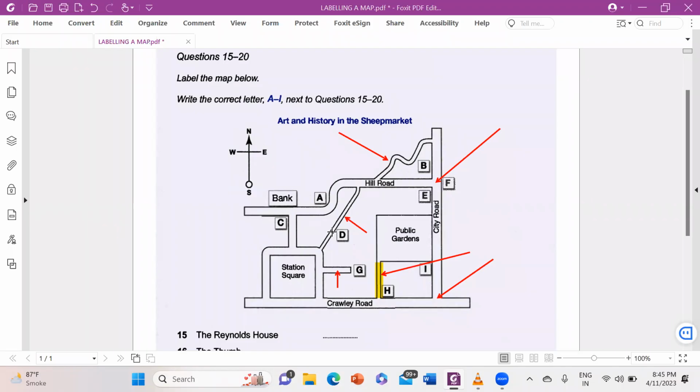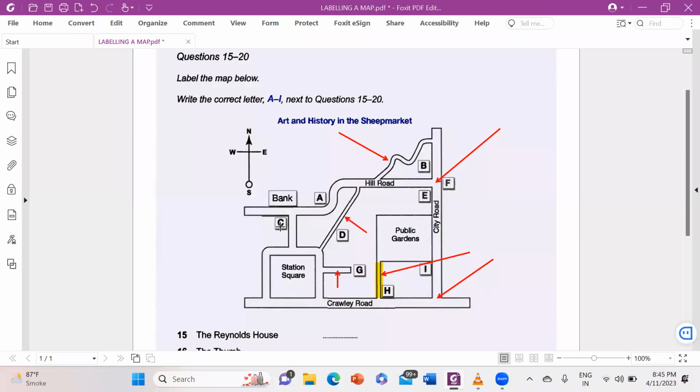You need to know what this road is called in English. You need to know what this point is called in English, and you need to know what this lane is called in English. Now, one more and one last question.